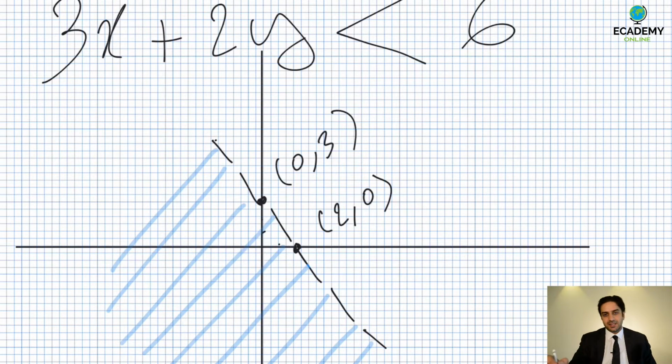Now if my inequality had, instead of a less than or equal to, an unequal sign, basically I will have to remove the shading, because everything is a solution except for the line itself.